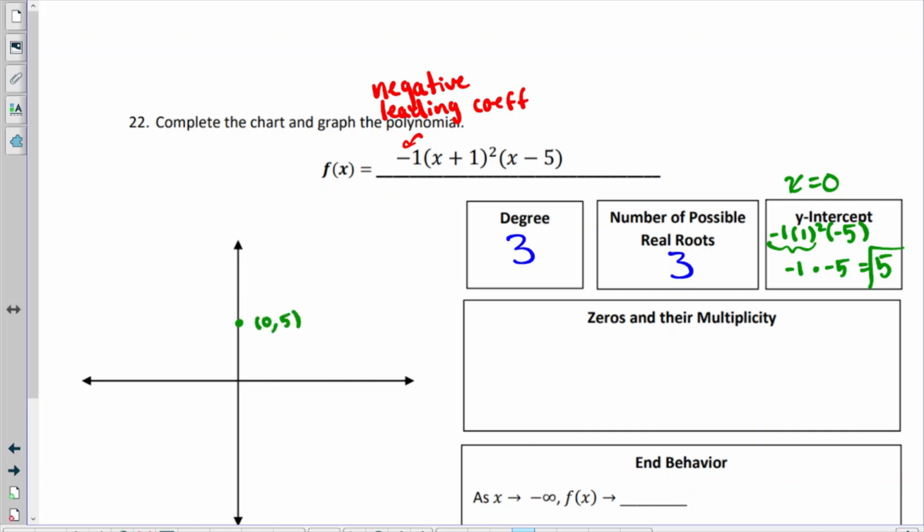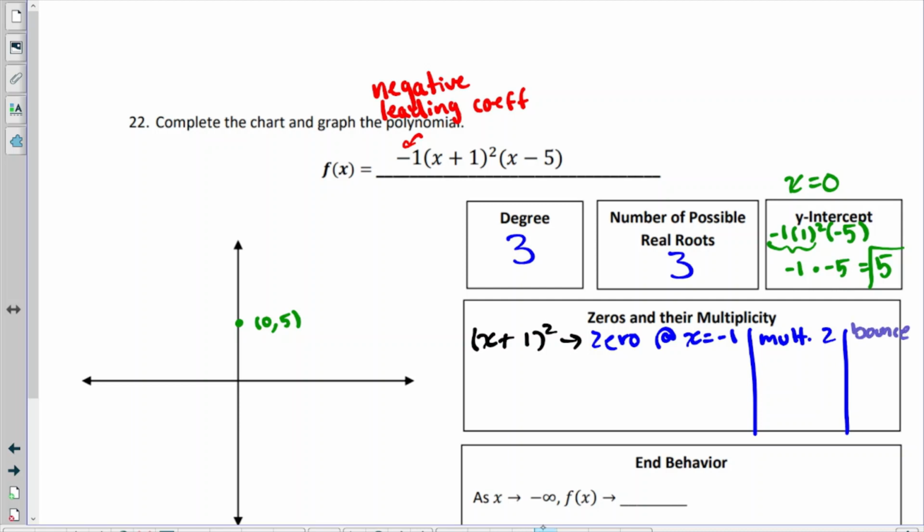Okay. And then let's go to the zeros and their multiplicities. So I have x plus 1, quantity squared. That tells me that there's a zero at x equals negative 1. That's the value of x that makes this whole set of parentheses 0. It has a multiplicity of 2. So that means that it's going to bounce. So I have a point at negative 1, comma 0, and I'm going to bounce there.